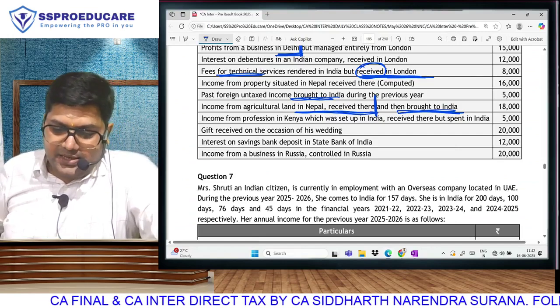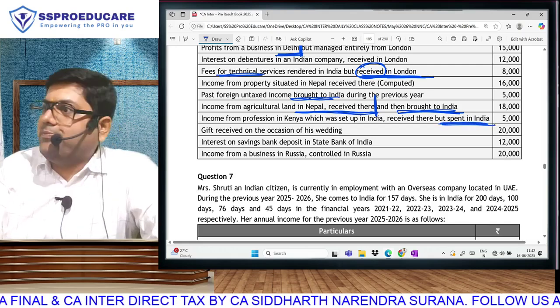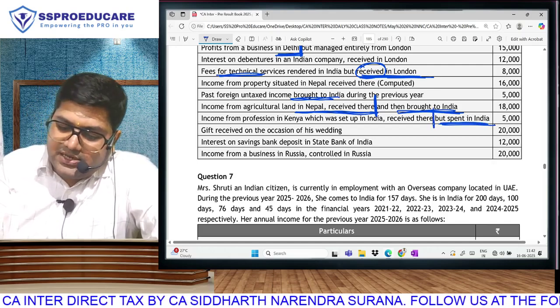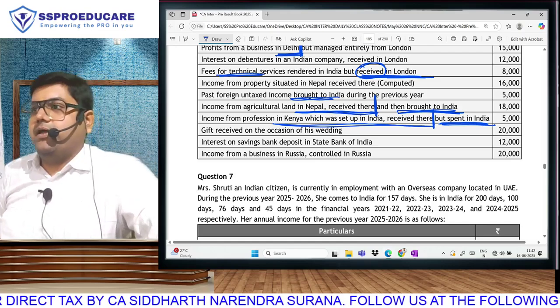Income from profession in Kenya, which was set up in India, received there. Once again, do you understand? Bringing the money and spending here will have no effect. That means, the question gets over there. Income from profession in Kenya, which was set up in India.